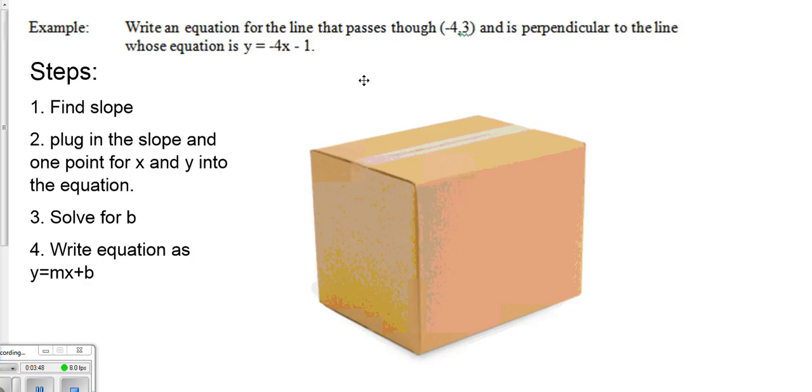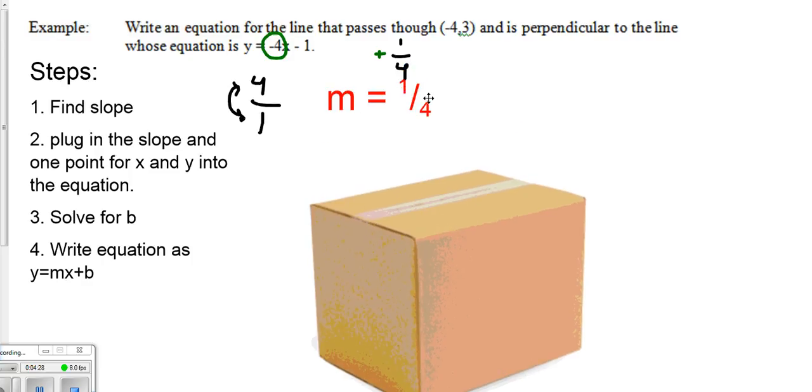For our last example, we're going to look at an equation for the line that passes through (-4, 3), and is perpendicular to the line whose equation is y equals -4x minus 1. Again, this piece is the only piece that matters. It's a -4, and we want something perpendicular to that, which means we want the opposite reciprocal. This is a negative, so we want a positive. This is saying 4 over 1, so we need to flip these around. So we want 1 over 4. So we want positive 1/4.